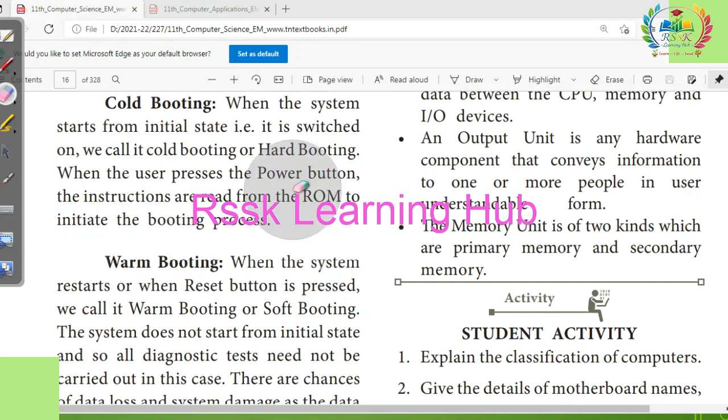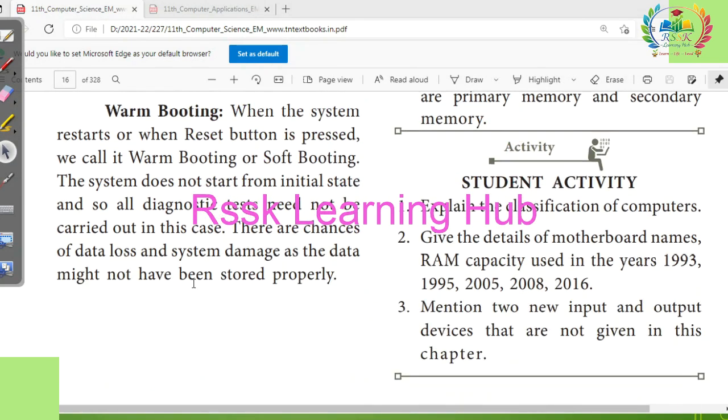Ordinarily, if you switch on the system, that is cold booting. If you restart your system, that is called warm booting or soft booting. When the system is reset or restarted or the reset button is pressed, the booting process takes place. That is called warm booting or soft booting. The system does not start from the initial stage, so all the diagnostic tests need to be carried out in this case. Hence it is called warm booting.